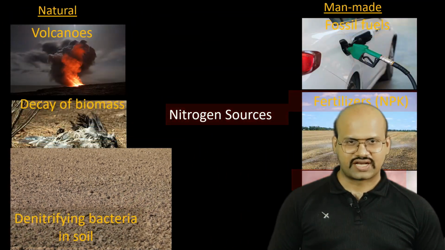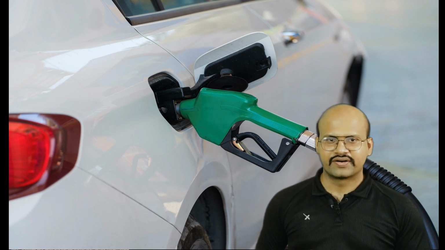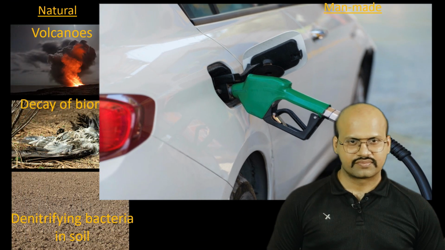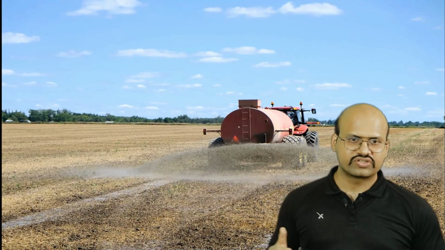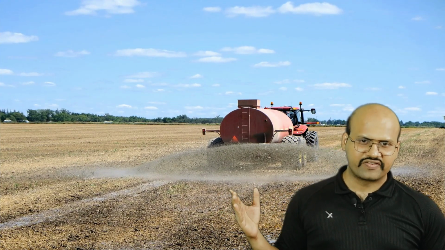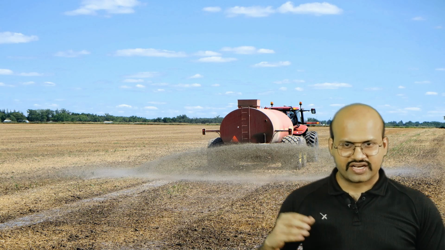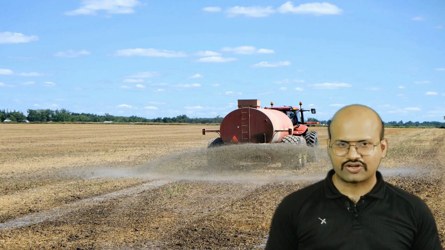Now the man-made sources are using fossil fuels. So we use fossil fuels in our gases or in our factories, and it emits nitrogen in small fractions in the atmosphere. After that we use a large amount of NPK fertilizer which includes nitrogen. When we add this NPK fertilizer to the soil, we know that there is denitrifying bacteria in the soil. Now as more nitrogen is added, the nitrogen released by the denitrification process also increases, and therefore we see that this process of adding nitrogen as fertilizer to the soils increases emission of nitrogen in the atmosphere.